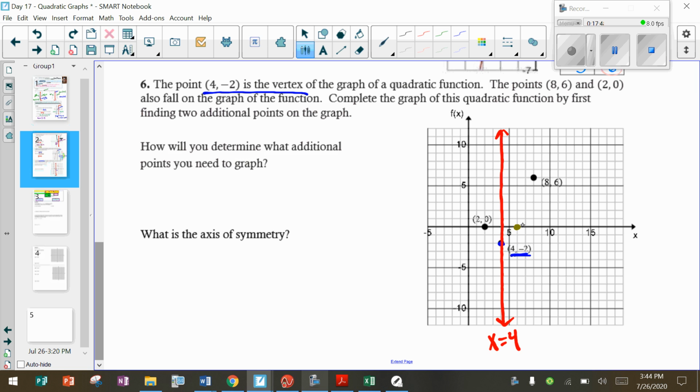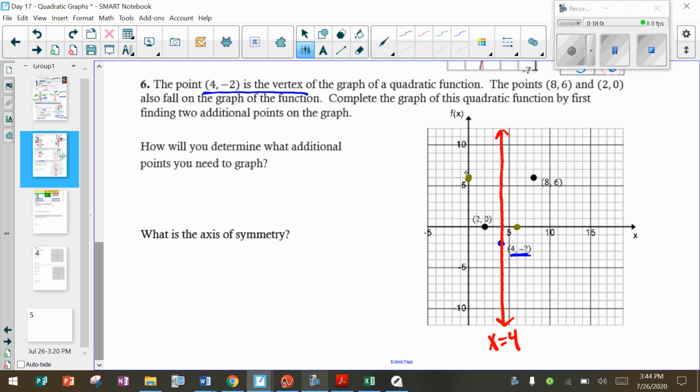We can do the same process with the point 8, 6. Go to the point 8, 6, count sideways to our axis of symmetry, 1, 2, 3, 4 boxes, and keep going the same number of boxes on the opposite side, 1, 2, 3, 4.